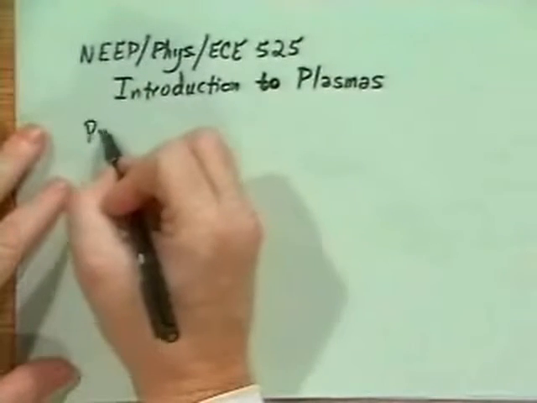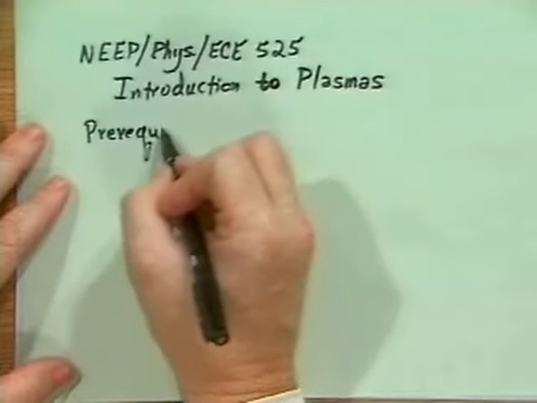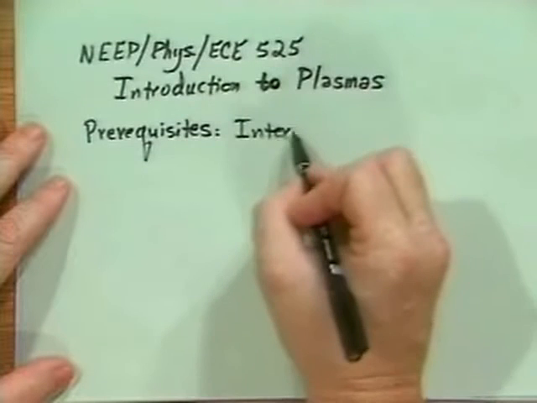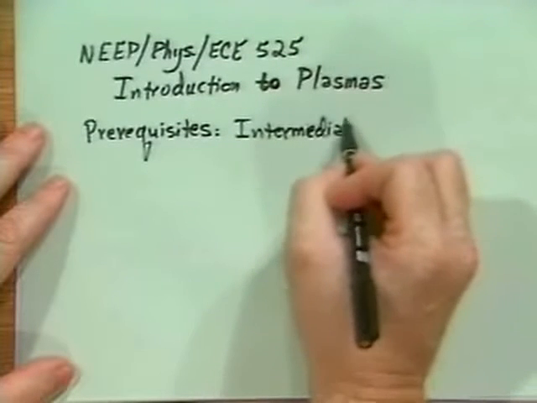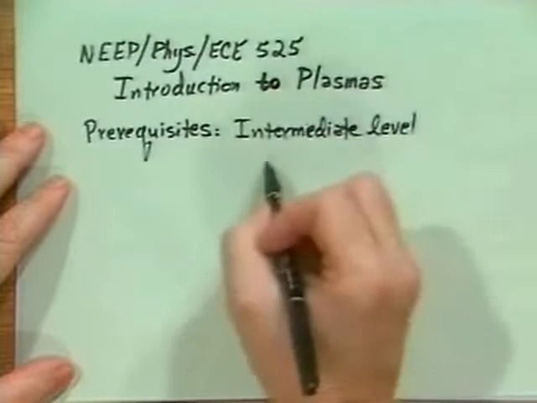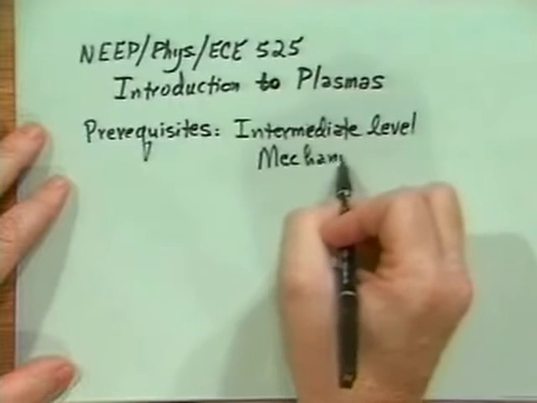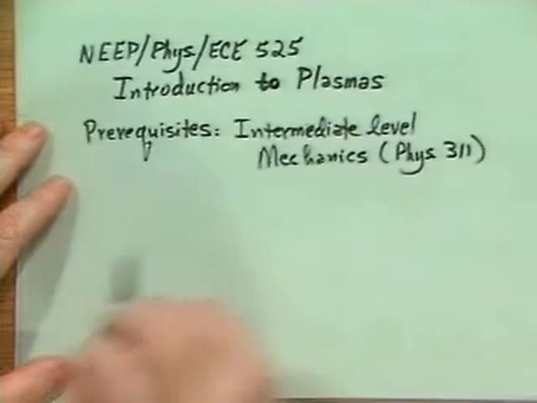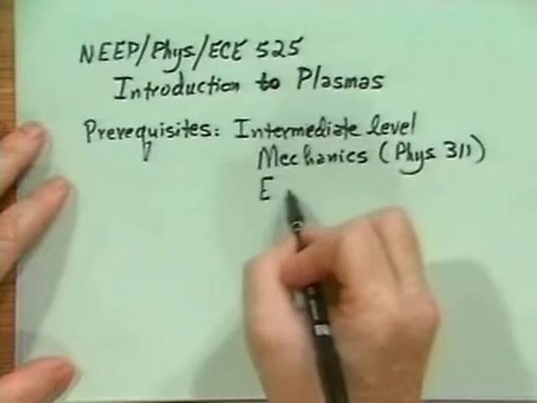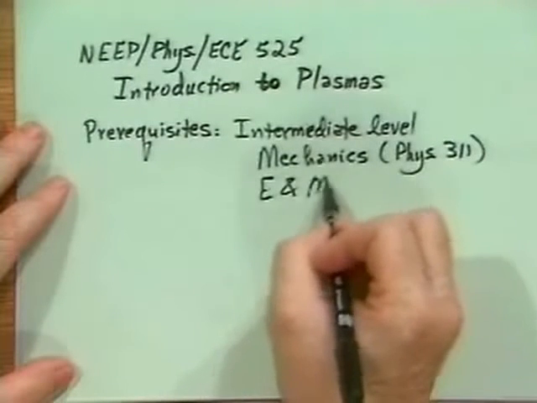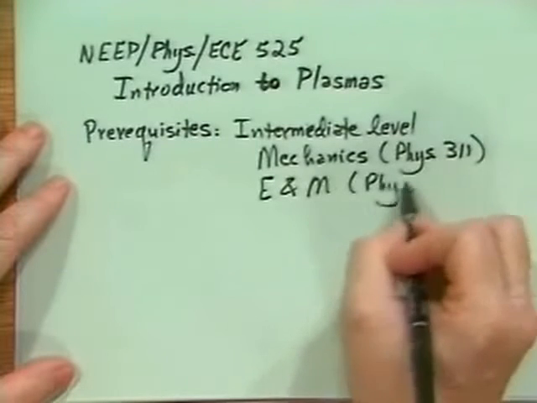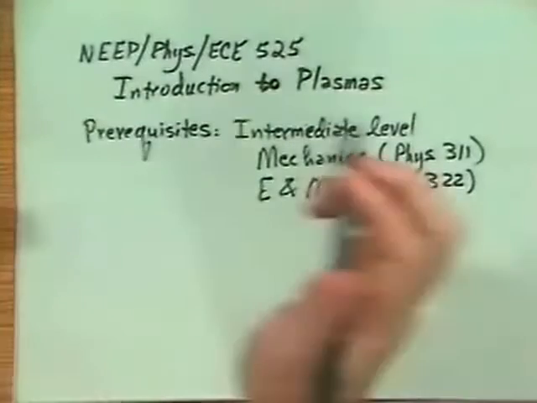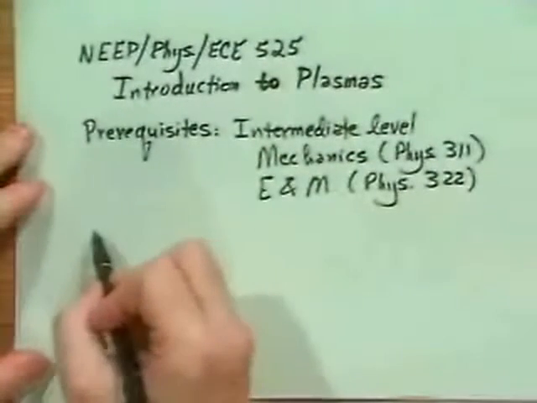The course has as prerequisites basically that one has had some intermediate level mechanics, such as physics 311, and also that one has had some intermediate level electricity and magnetism, usually just abbreviated, of course, as E&M, like physics 322.